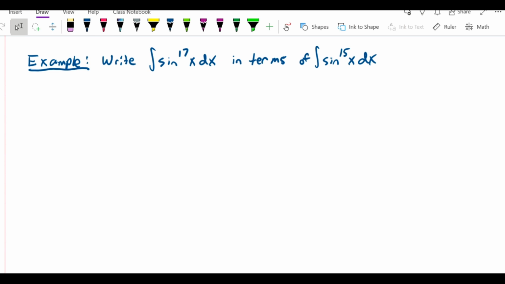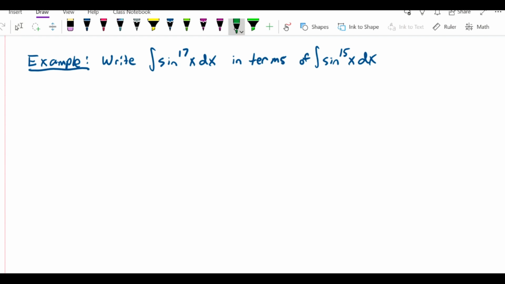But just as an exercise, it's useful to be able to write the integral of one power in terms of the integral of a lower power. So that's what we're going to do here. We're going to write the integral of sine to the 17th x in terms of the integral of sine to the 15th of x. Let me show you how to do that.